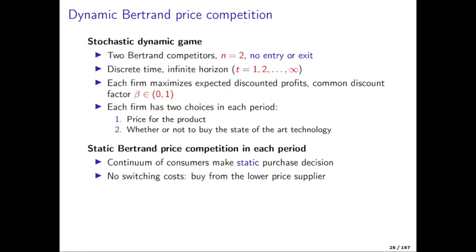Okay, so the usual deal. Each firm has two choices in each period. They need to choose a price of the product, just like you would do in Bertrand price competition. And then whether or not to buy the state-of-the-art technology that is available in the market for cardboard machinery. Okay, so this state-of-the-art technology is just following some exogenous Markov process, and then you can choose whether or not you want to buy from this market. Okay, so the price competition is static Bertrand price competition in each period, and there is going to be a continuum of consumers who make static purchase decisions.